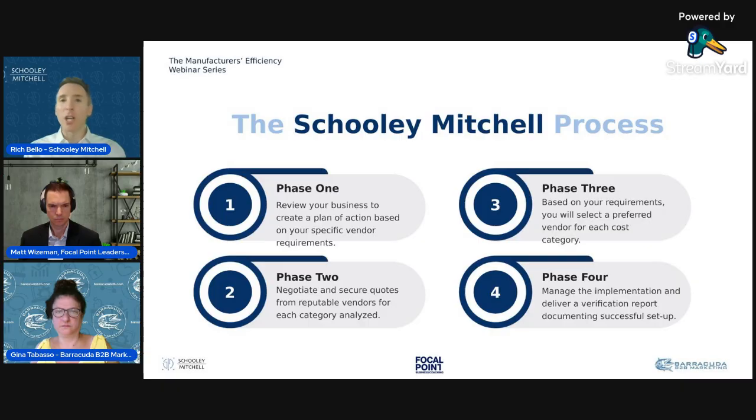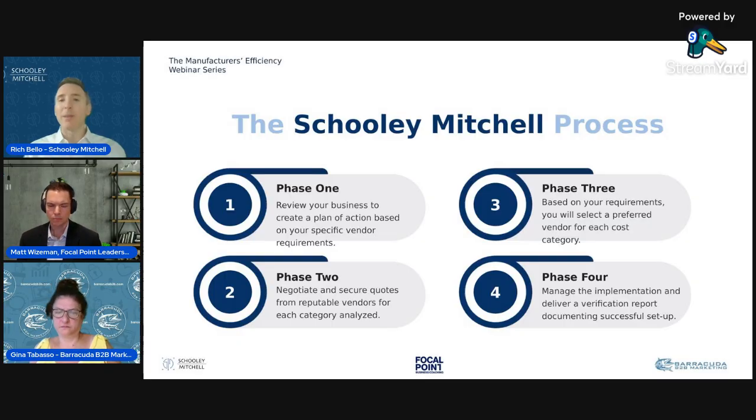Phase 2 is the negotiation part. We're going to talk to their incumbent vendor and hopefully get that vendor to reduce their price so nothing changes other than our client is paying less. But we'll also talk to alternate vendors to see if there's opportunities there to possibly make a switch if it makes sense to do so. The third phase is we present our findings and our recommendations to our client, and they determine whether or not they want to move forward with any of the recommendations we make.